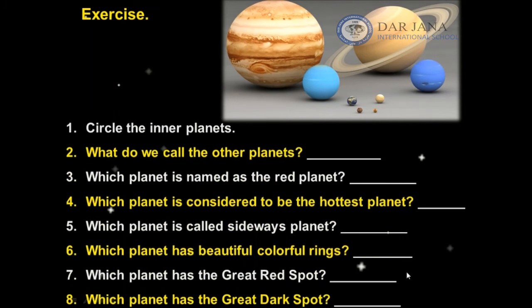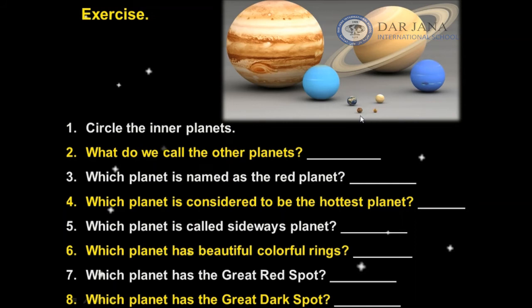Another exercise. These are the inner planets simply because they are small planets, and here we have the outer planets because they are the big giants. I want to talk about each one. The small one is called Mercury. Mercury is a very small planet. It's planet number 1 and it looks like our moon.